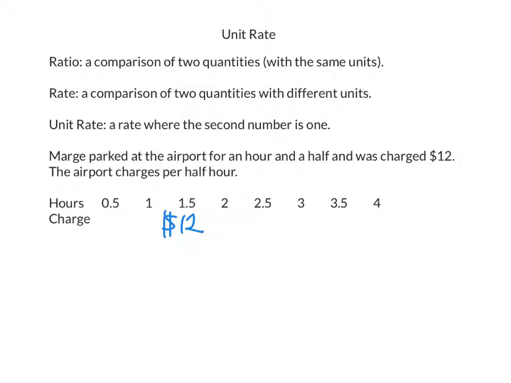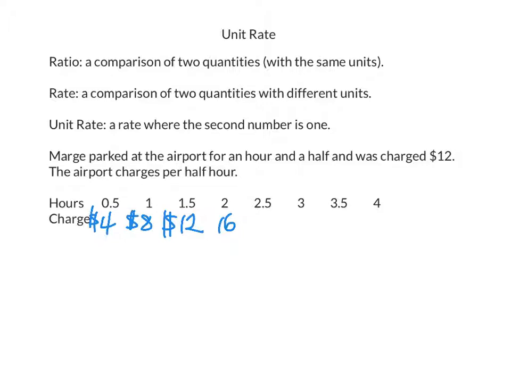Well, the easiest thing to do is to see that if we divide this by 3, 12 divided by 3 is 4. So obviously it's $4 for every half hour. And I'm probably not going to be able to keep on writing those dollar signs, but we should. And then the easiest way to find out the charge for 1 hour is to double the 4. So that would be $8. And then we can logically figure these out. Obviously 2 would be double 1, so that's going to be 16.